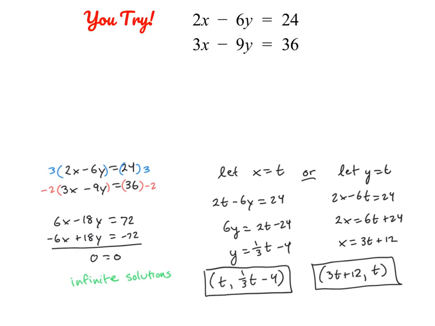Okay, so here you can see I tried to start solving using the elimination method, and again, both x and y disappeared, but I was left with a true statement telling me it is infinite solutions. So again, we want to define both x and y in terms of a new variable. If you set x equal to t, you should get this as your answer: t, 1/3 t minus 4. Or if you set y equal to t, you would get the answer 3t plus 12, comma, t. And again, these are just a framework for you to be able to find coordinates that work for this system.